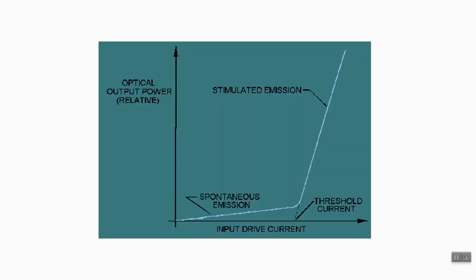Now this figure illustrates the transition from spontaneous emission to stimulated emission by plotting the relative optical output power and input drive current of the semiconductor laser diode. The lowest current at which stimulated emission exceeds spontaneous emission is known as the threshold current, that is this value. Thus, below the threshold current, the system acts as an LED only, and if the input current is above the threshold value, stimulated emission occurs, resulting in laser output.